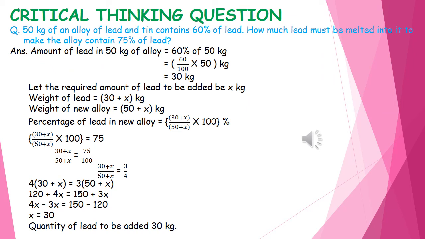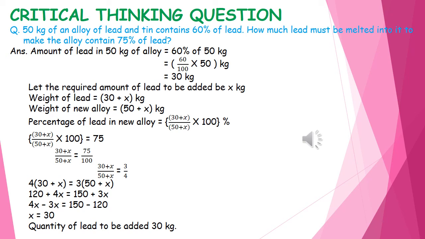Critical thinking question. 50 kg of an alloy of lead and tin contains 60% of lead. How much lead must be melted into it to make the alloy contain 75% of lead? Amount of lead in 50 kg of alloy is equal to 60% of 50 kg. 60 by 100 into 50, that is 30 kg. Now let us consider we are adding x kg of lead. So the weight of lead becomes 30 plus x kg.